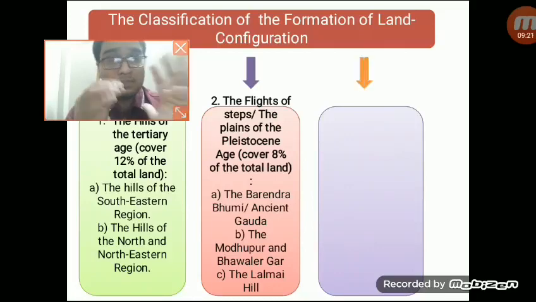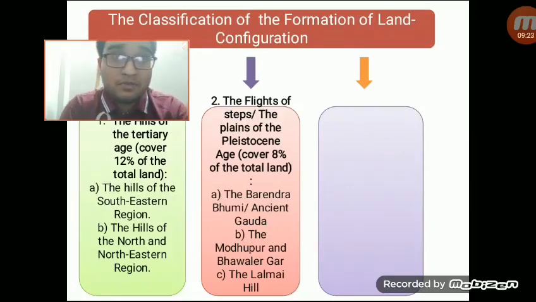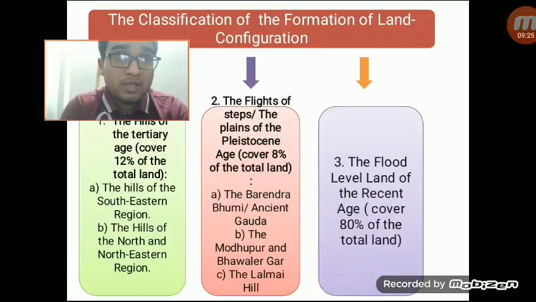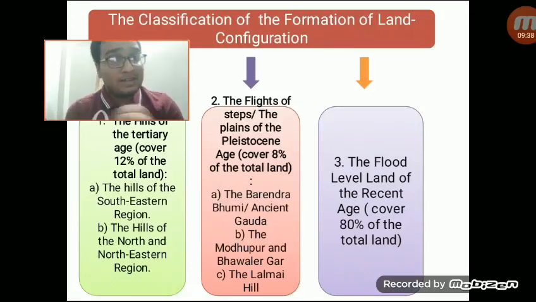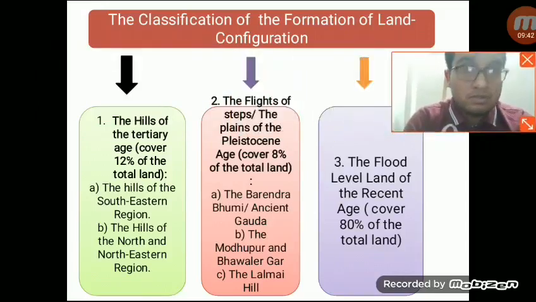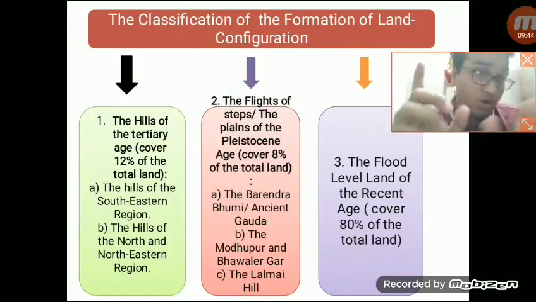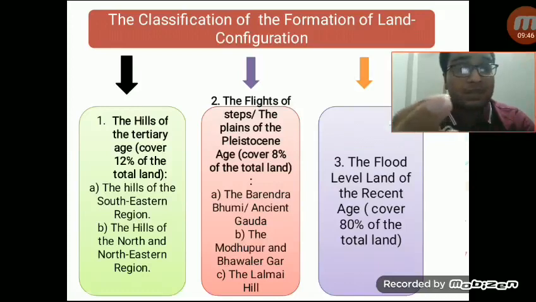And the last type of land of our country is called the flat level land of the recent age, and it covers most of the land of our country. That means 80% of our total land is the flat level land of the recent age. Okay, so dear students, now I am going to discuss all of these things.